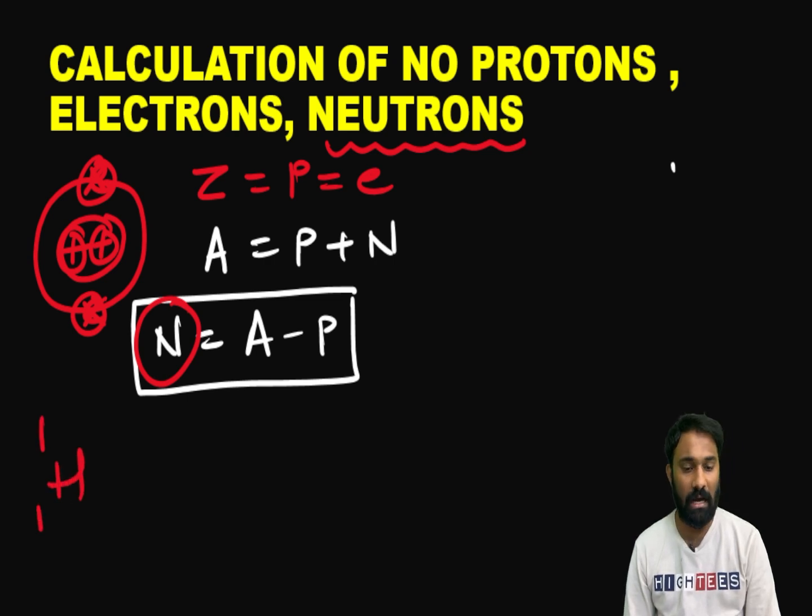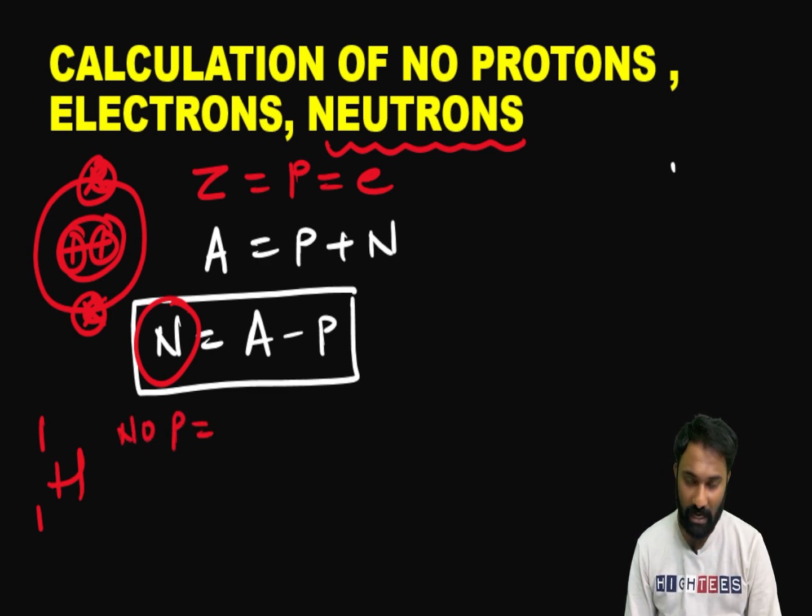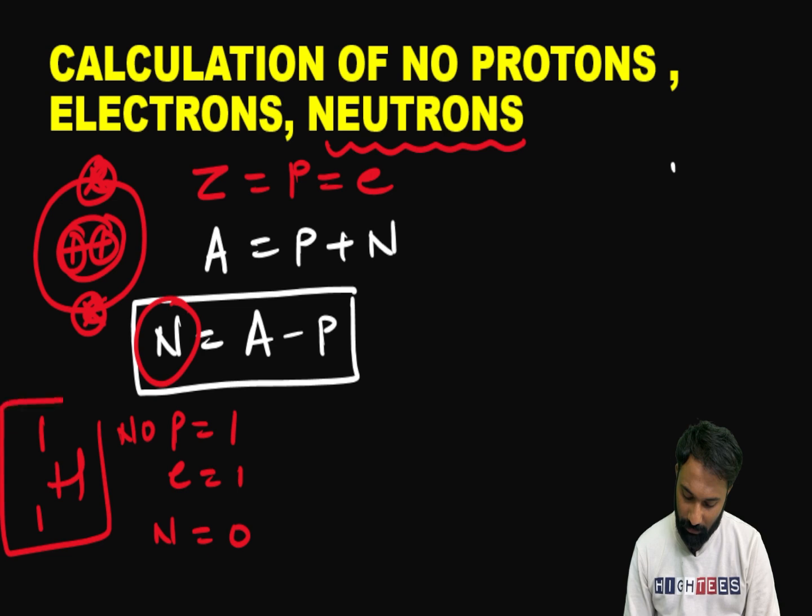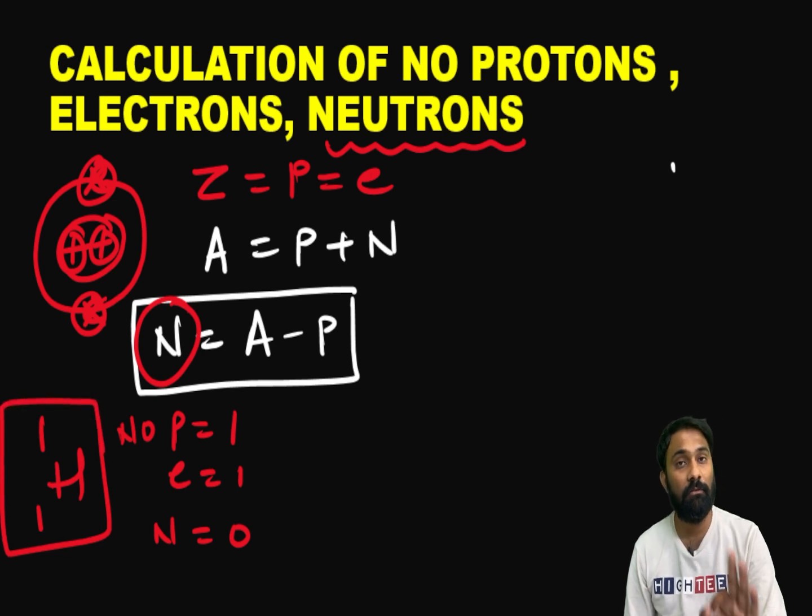Representation of the hydrogen will be in this manner, 1 1. So if I ask the number of protons for hydrogen, the atomic number will be the protons: 1. The number of electrons will be equal to the number of protons: 1. If I ask about neutrons, they are 0. This is very, very important. Hydrogen will never have neutrons.